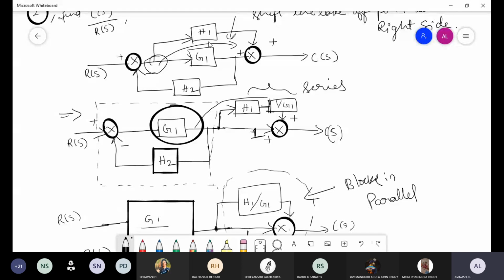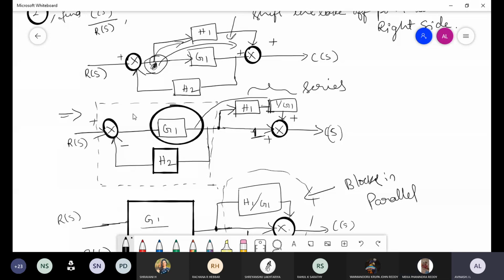Now I will be shifting the takeoff point. Here you can see that after the first summing point, where the H1 line is going, that particular line I am going to shift, I'll take the pen, here, to the right side. Is it clear?